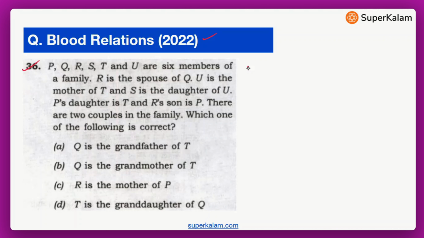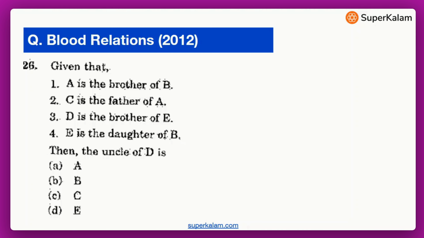Okay, this is somewhat on the lines of the P, Q, R, S, T, and U question we discussed. We discussed a similar question. It will be very easy for you to solve. Okay, and now this question which was asked in 2012. Okay, A is the brother of B, C is the father of A, D is the brother of E, E is the daughter of B. Okay, so this is also a very similar and easy question.